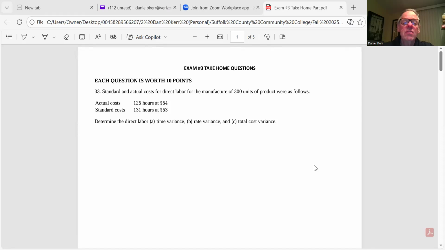So question 33 here: you've got to determine the time variance, you've got to determine the rate variance, and you've got to get the total cost variance. So this is a labor variance, and you've got to figure out the variance for time, the variance for rate, and then get the total cost variance. And you need to show your calculations. So for A, give me an answer, show your calculations. For B, give me your answer, show me your calculations. And C, give me an answer and show your calculations. That's the first one.